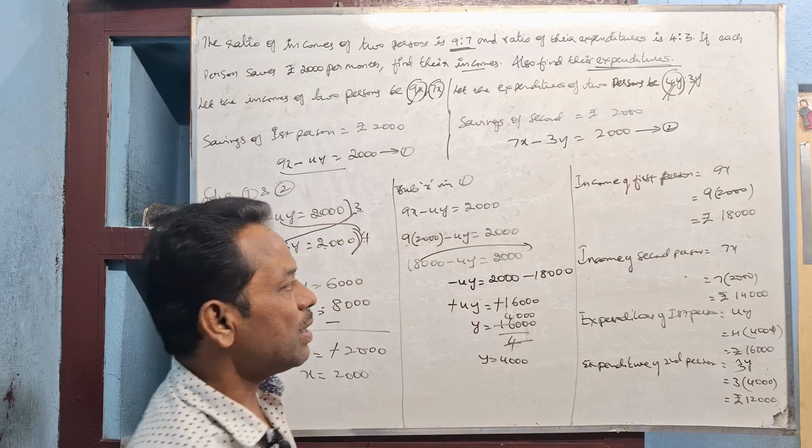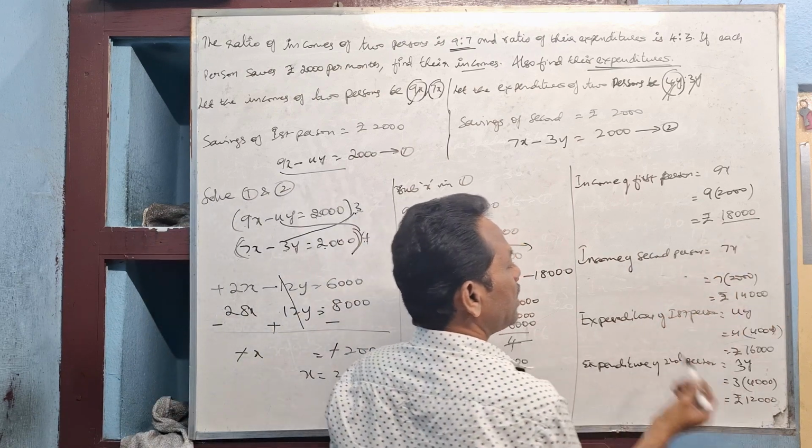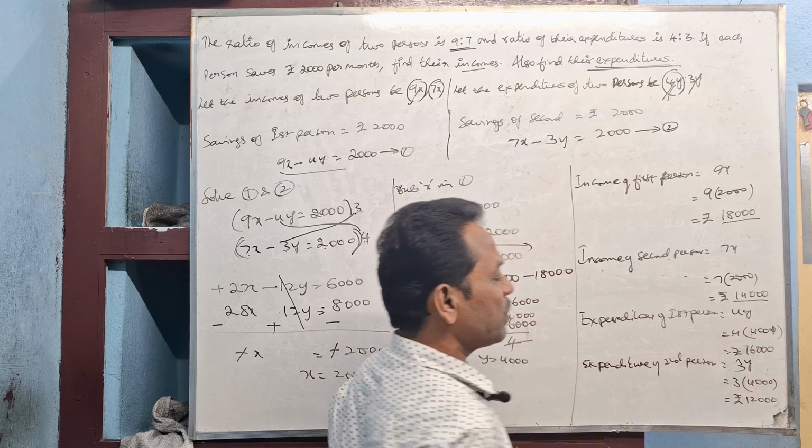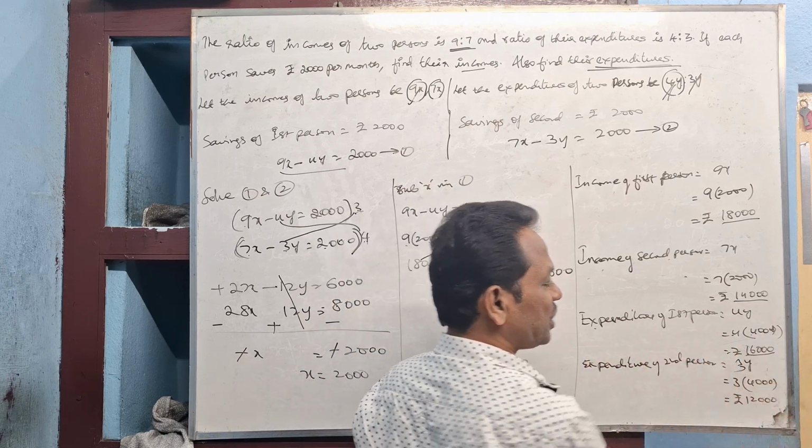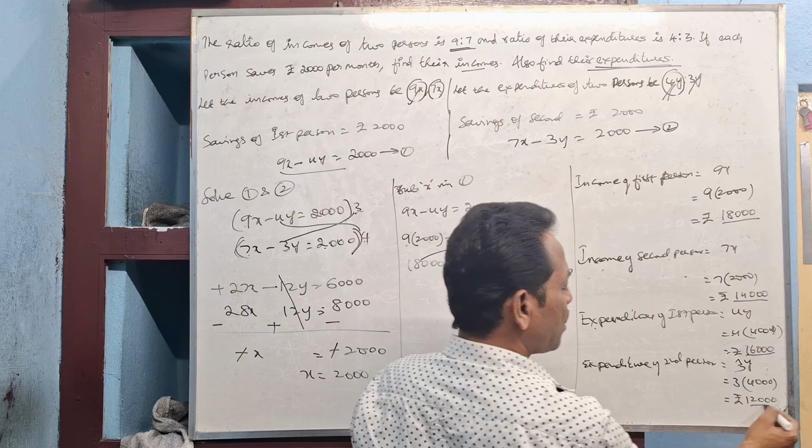So therefore, the income of the first person is 18,000, the income of the second person is 14,000, the expenditure of the first person is 16,000, and the expenditure of the second person is 12,000.